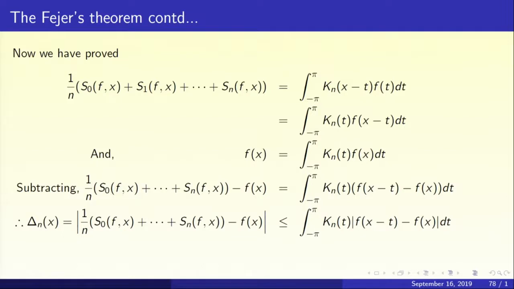What is our objective? Our objective is to show that delta n goes to 0 uniformly. The arithmetic means converge to f uniformly. That is the statement of Fejer's theorem. So we must show that delta nx must go to 0 uniformly with respect to x as n goes to infinity. We must understand what happens to the integral. In other words, we have to show that the integral from minus pi to pi of knt into the absolute value of f of x minus t minus f of x dt goes to 0 uniformly. We shall take that up next.